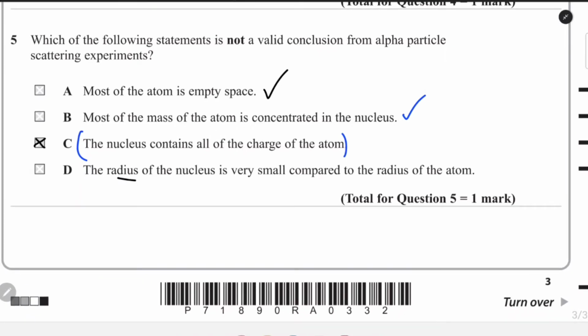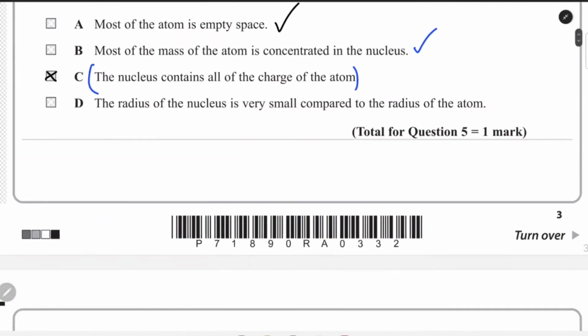Option D is also valid, since we know that most of the particles are not deflected, they will go right through it, but only some of them are deflected away from the nucleus. It means that the nucleus is very small compared to the atom.